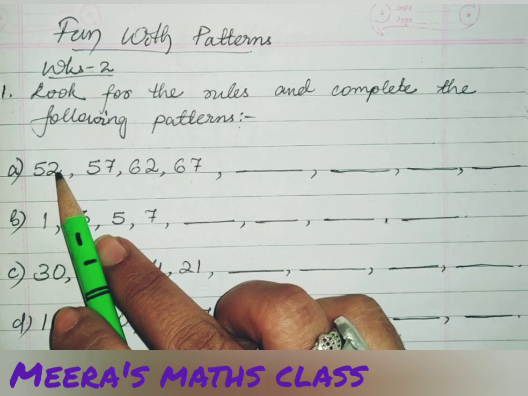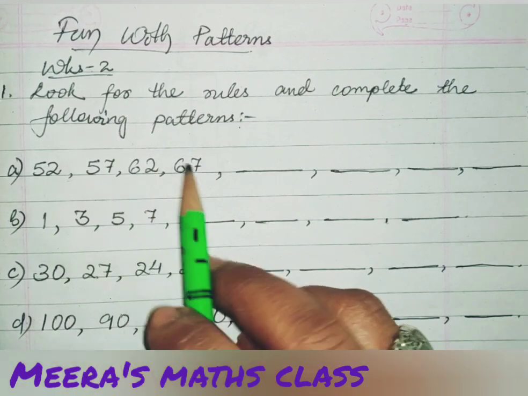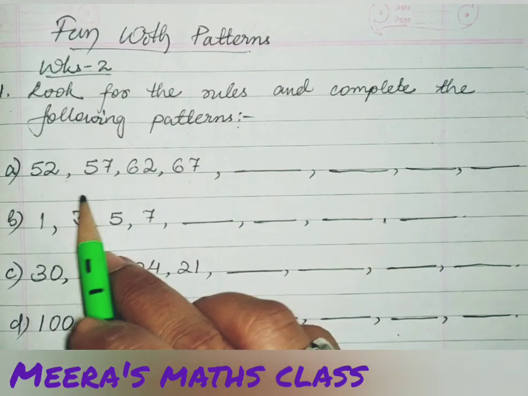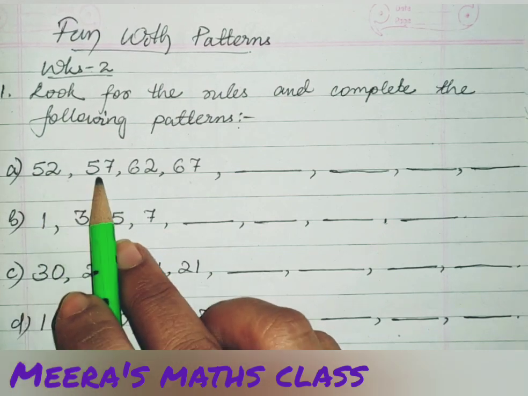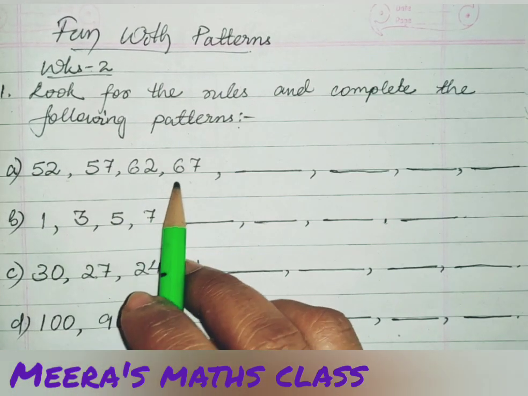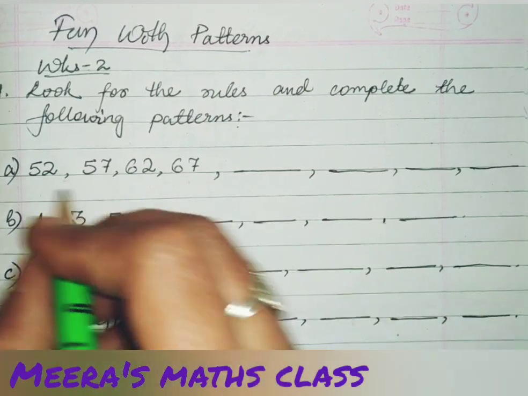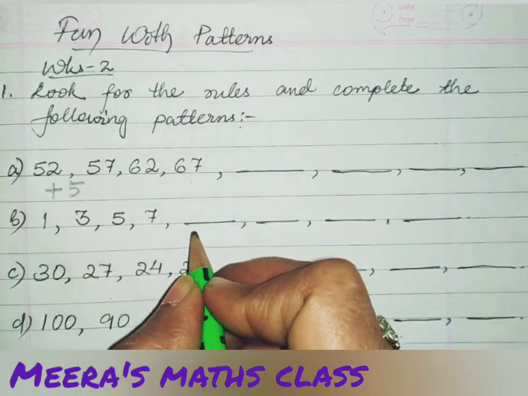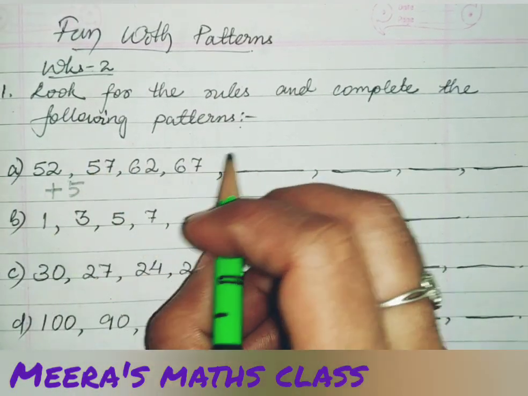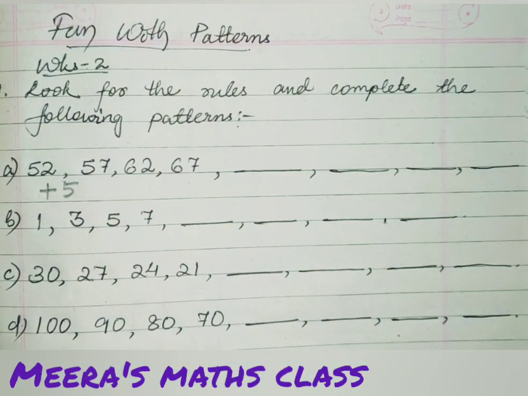If you observe, the ones place is increasing by 5. Okay? And the tens place, you see how the pattern is? 5, 5, 6, 6, 7, 7, isn't it? Or you can write down that the pattern is plus 5. Then, let's write the answer.